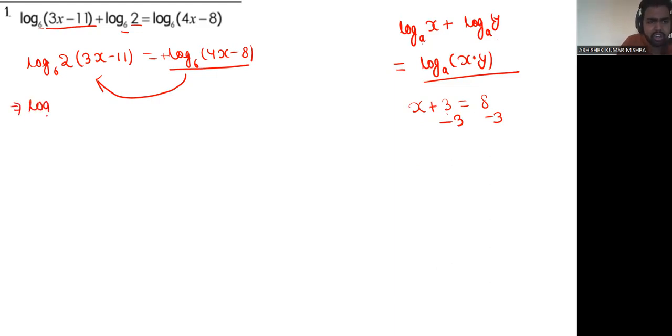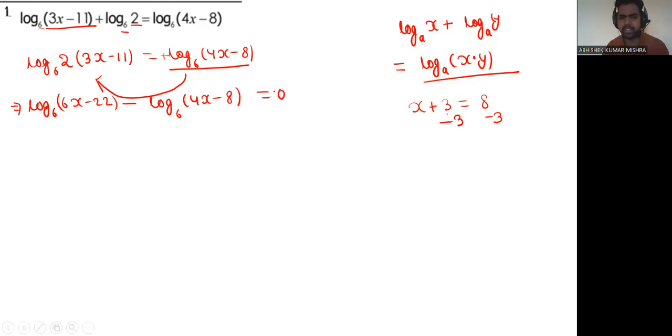So I can write log base 6. Here I can multiply them, so I can write 6x minus 22. Here 2 is being multiplied to both terms. And here I would be writing minus log base 6 of (4x minus 8) is equal to 0. Like that, I can write this.